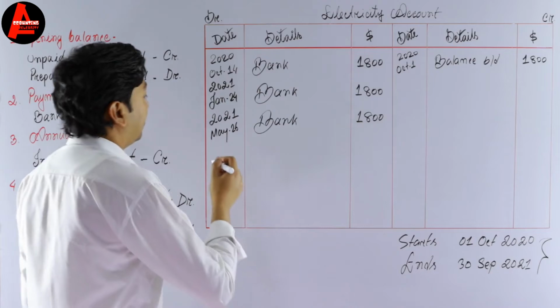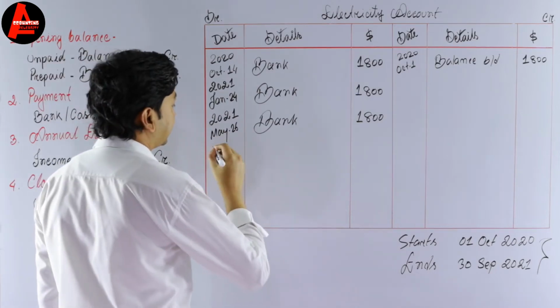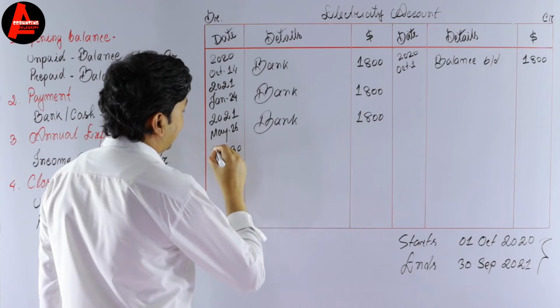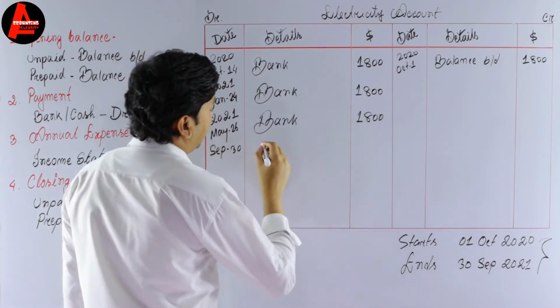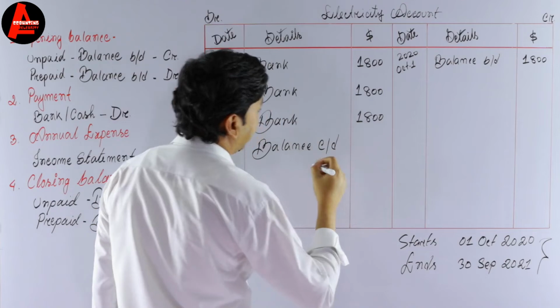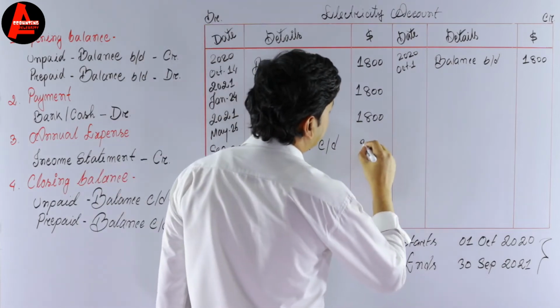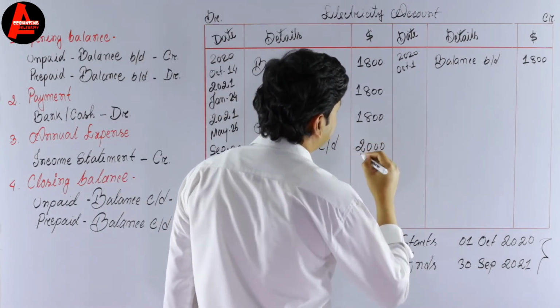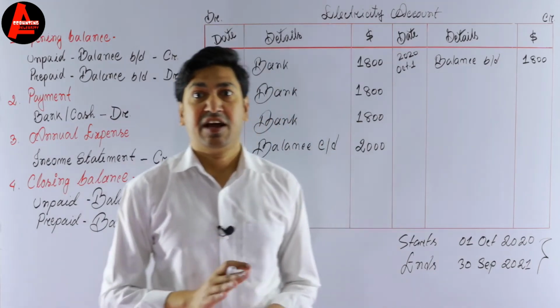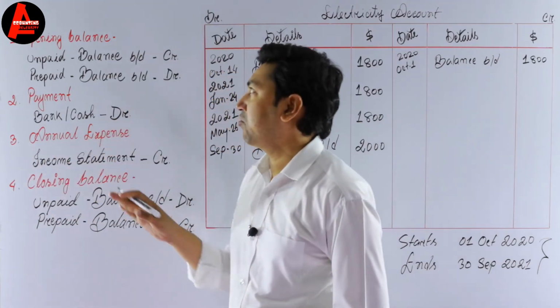So the last day of the period is 2021 September 30. So we have to write here balance c/d. The amount is given, $2,000. Very good. So we completed. We have nothing left in the question. Everything is done. Now let us have a look at it once again.